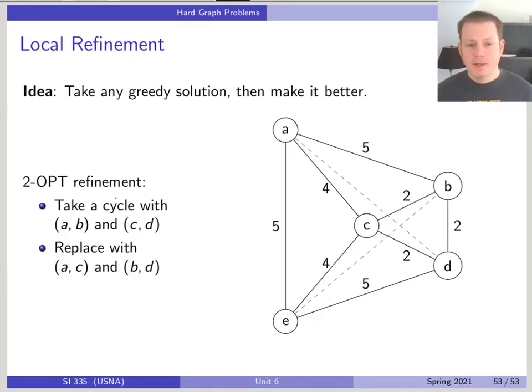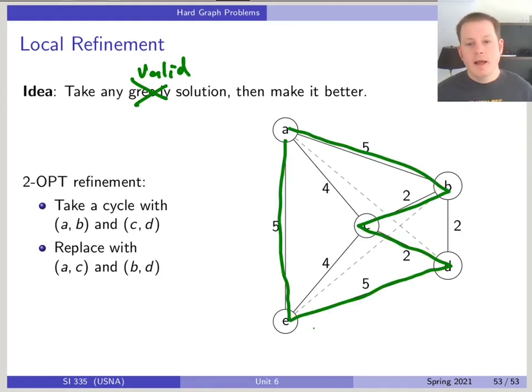And so the last strategy to talk about is that we can take any, it's actually not even necessarily greedy, but any valid solution, and then make it better. So the idea is that we start with something, and then we ask, is there any way to make it better? And so this is one particular strategy of making it better: you basically take any two edges and you swap them with a different two edges along the cycle.